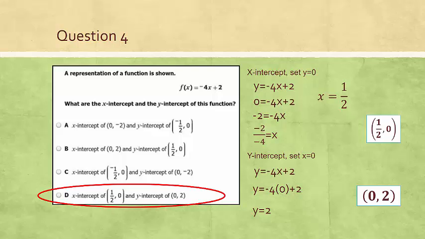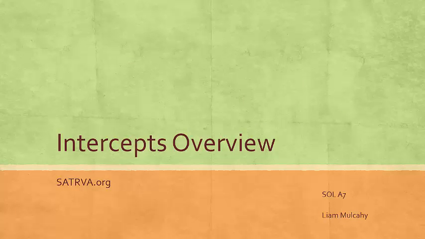Alright? So that's all I got for you. Those are the released questions for x and y intercepts. And I hope it all makes sense. Just remember that it's the opposite of what you might think. To get x-intercepts, you set y equal to 0. To get y-intercepts, you got to set x equal to 0.